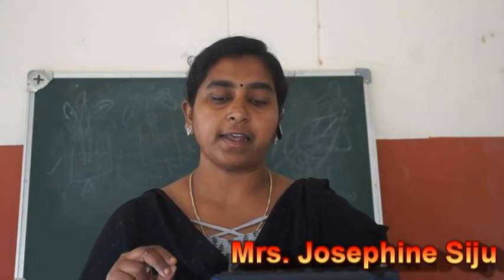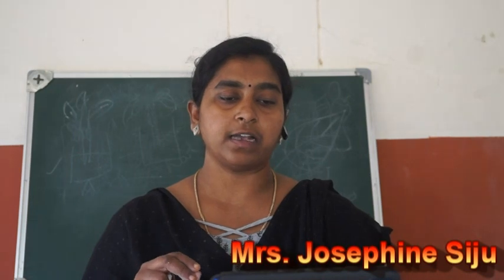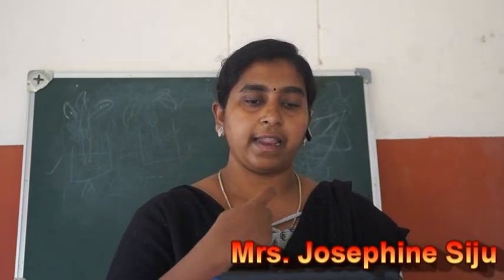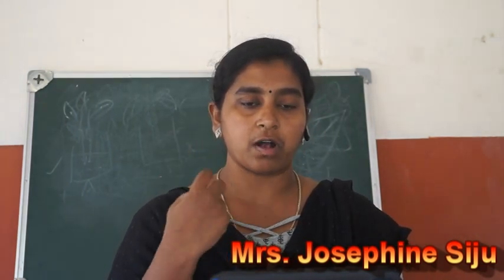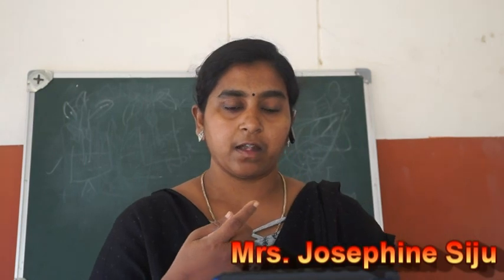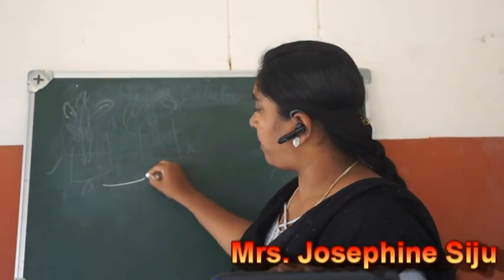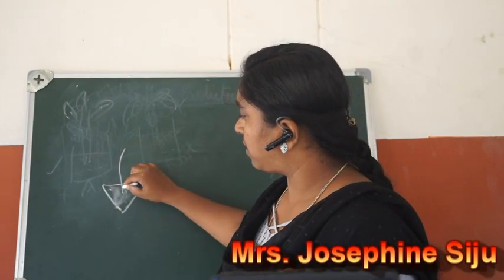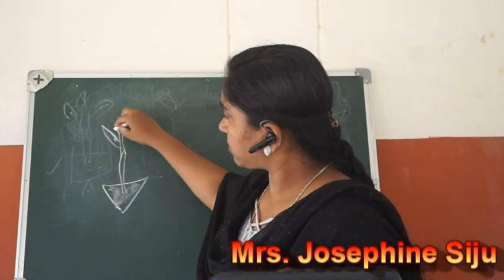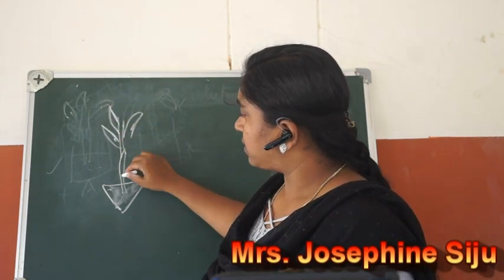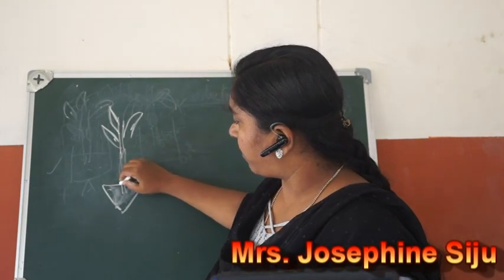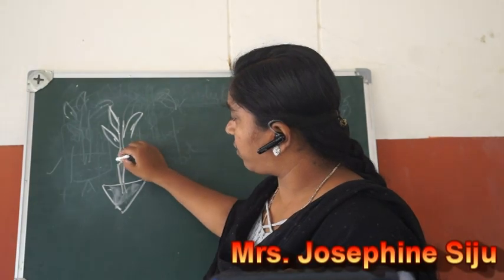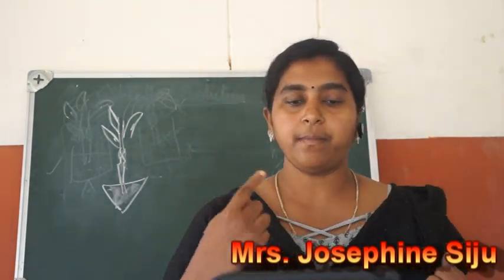So here we cut the phloem and cambium but not the xylem. In the earlier experiment I also told you that if you cut out the phloem part of the stem, that process is called girdling. Here you take a potted plant, and just above the pot you do this girdling process. That is, you remove a little amount of phloem and the cambium.